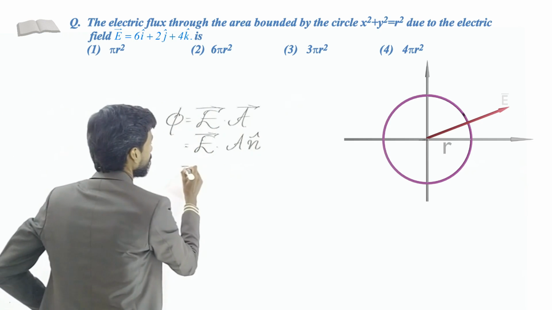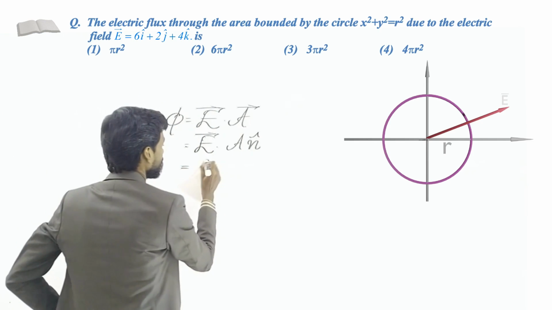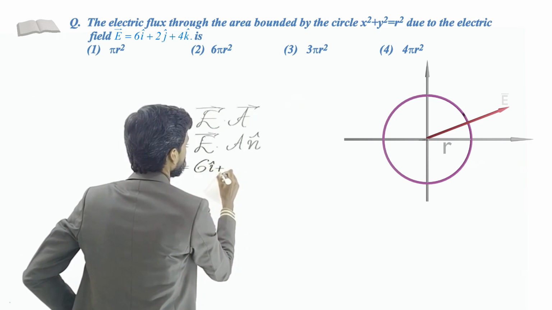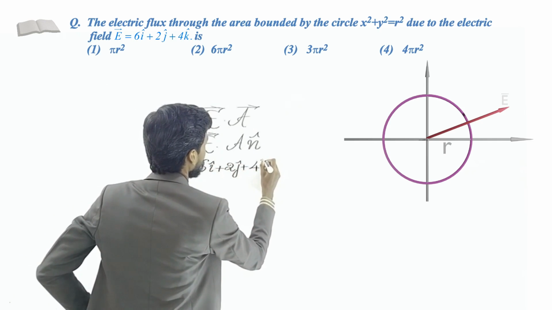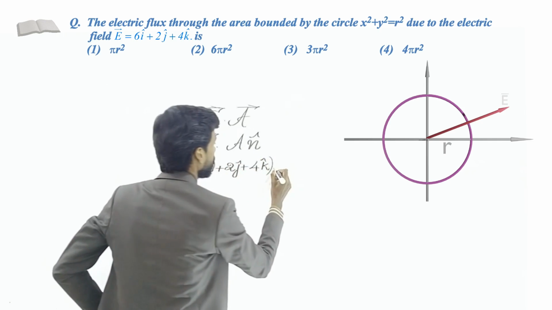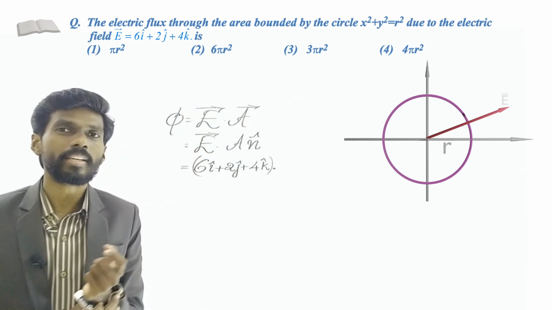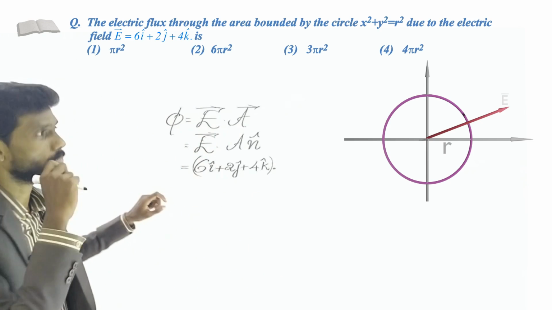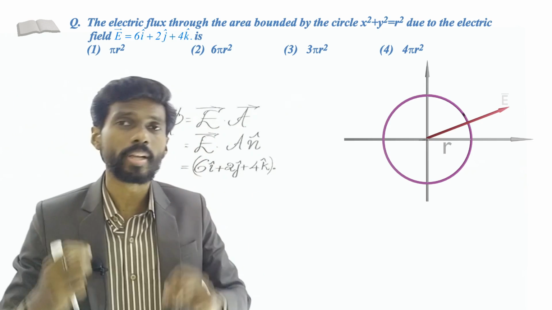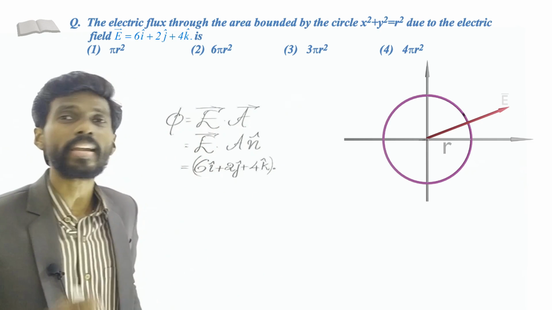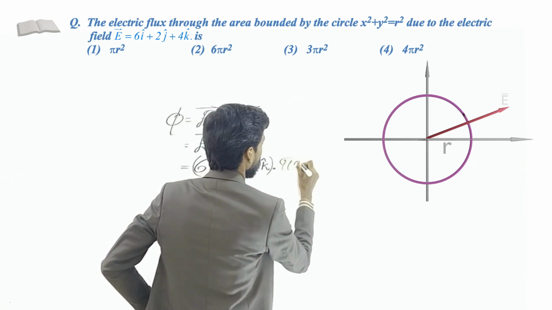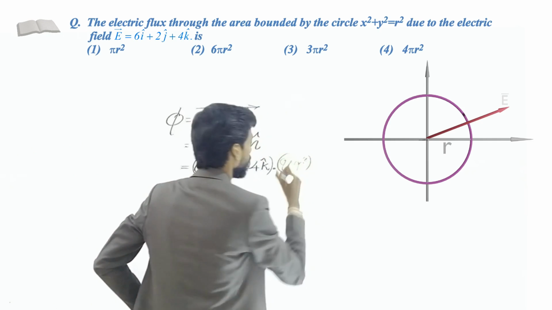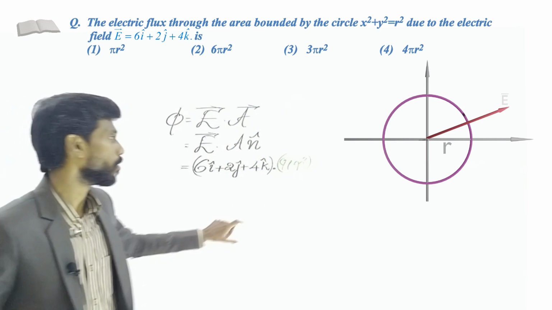So what is the electric field here? That is 6i cap plus 2j cap plus 4k cap, the electric field vector, multiplied by the area. What is the area here? That is a circle, x squared plus y squared equals r squared, so it is a circle with radius r. It has area pi r squared, which is the magnitude of the area vector.